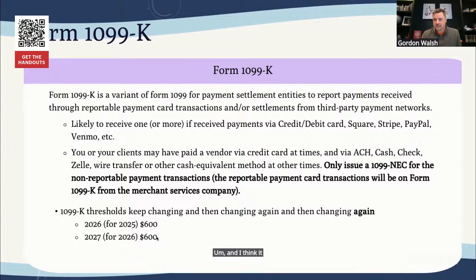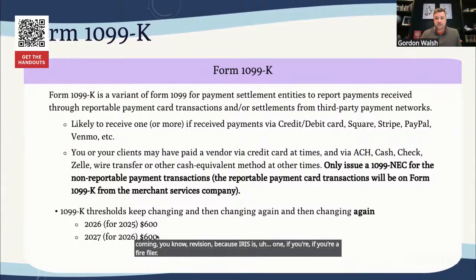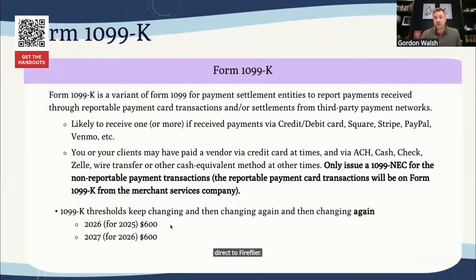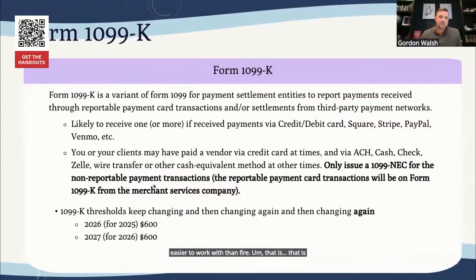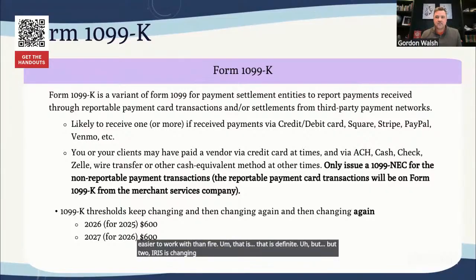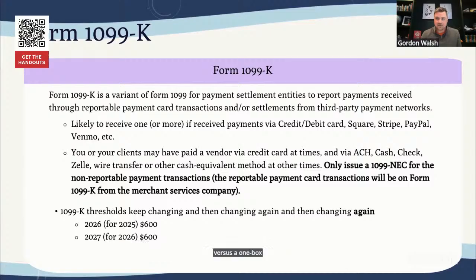I think it also relates to that W-9 revision, because if you're a direct FIRE filer, hopefully you're really paying attention today, or filing via QuickBooks or Avalara, because IRIS is not easier to work with than FIRE. That is a definite. But two, IRIS is changing the way naming conventions work as it accepts forms. It's now a first and last name, two boxes versus one box. FIRE has always been one box for name. IRIS is going to be two for those sole props.